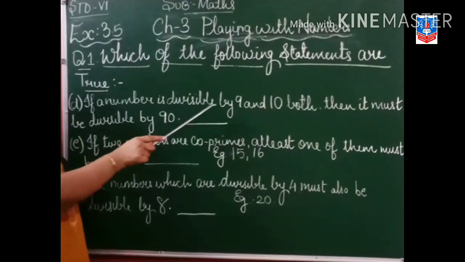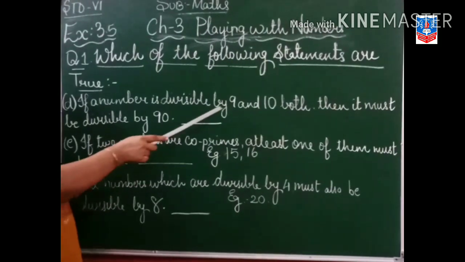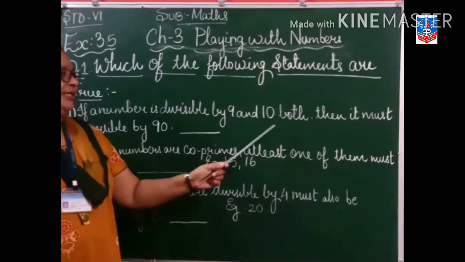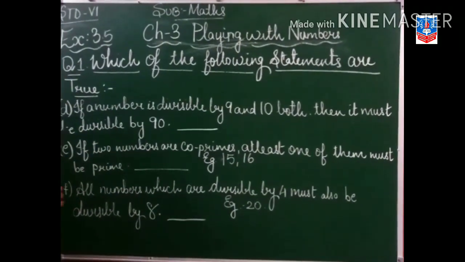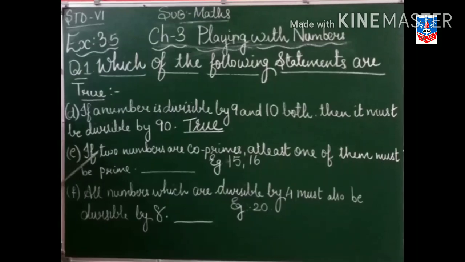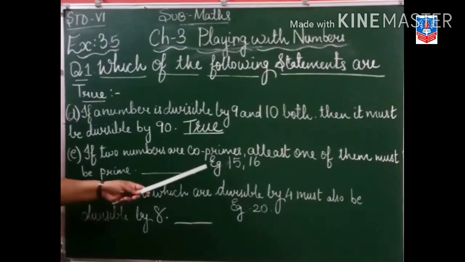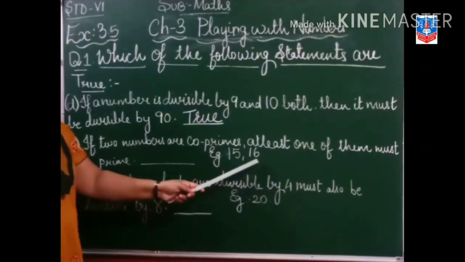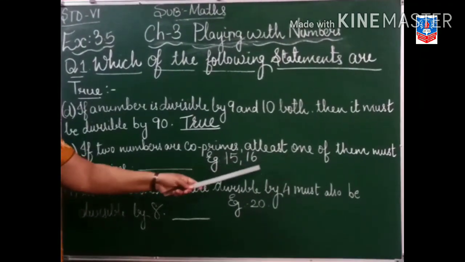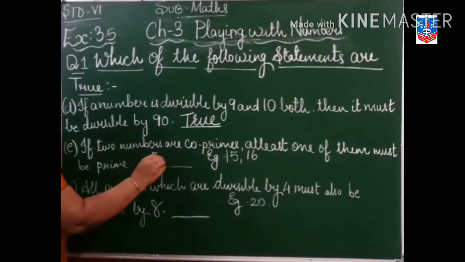If a number is divisible by 9 and 10 both, then it must be divisible by 90. Now see, 9 and 10 are co-prime numbers. So if a number is divisible by 9 and 10, then it must be divisible by 90. That means this statement is true. If two numbers are co-primes, at least one of them must be prime. Now see, two numbers are given here, 15 and 16, and both are co-prime numbers. Is any number prime? No, none of them is prime. That means this statement is false.